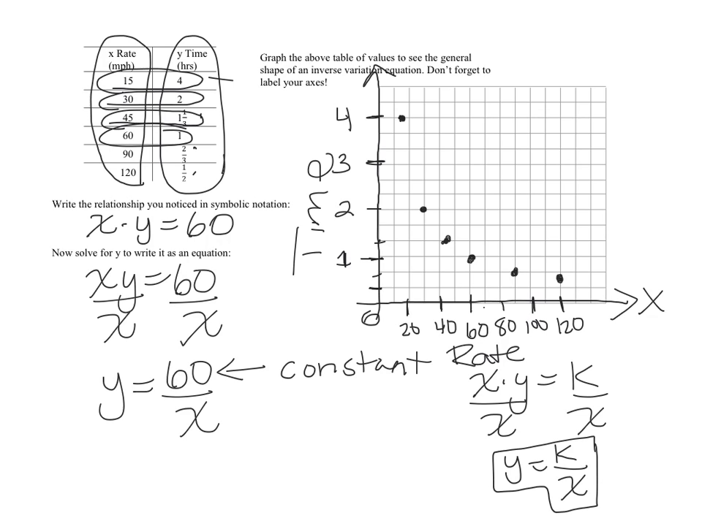What I want you to look at right now is that this actually doesn't make a straight line. It actually makes a curve. And if you think about this curve, it's never going to hit the x-axis, and it's never going to actually hit the y-axis. Because if you think about this, we're trying to go 60 miles.